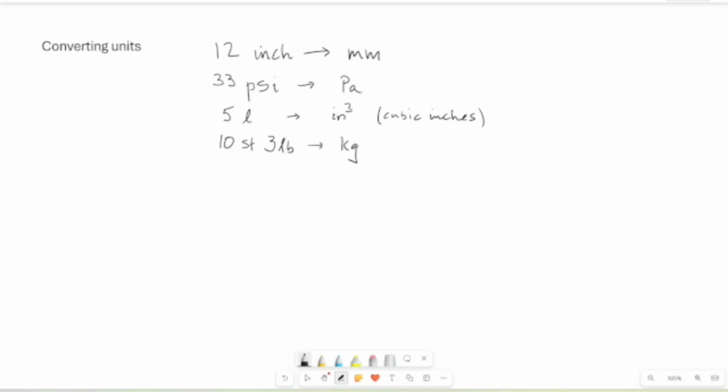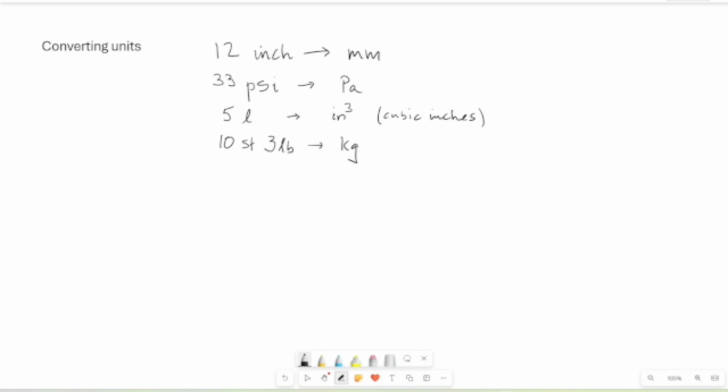And 10 stone, 3 pounds converted into kilograms. Those are weights, or more accurately, masses. But this method can be used with any units converted into any other units. And luckily, it's very easy to remember. It's very simple, but not immediately intuitively obvious.